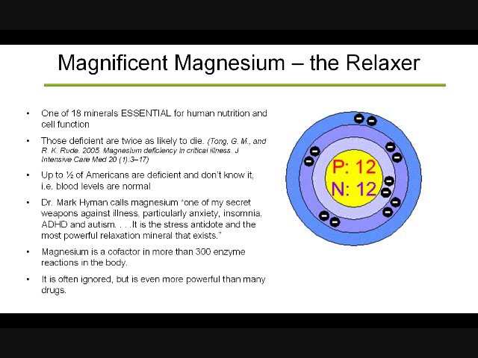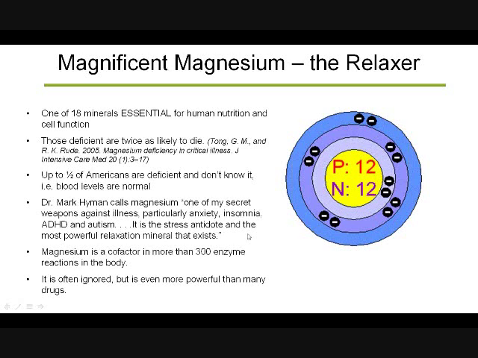Measure your levels. You have to measure them inside the red blood cell, not inside the serum. So you have to ask your doctor for a specific test called the RBC magnesium. If you're low, you want to supplement. Even if you're normal in the cell, you still might benefit by supplementing because, remember, there are 300 enzymatic reactions that depend on magnesium. So Dr. Hyman calls magnesium one of his secret weapons against illness, particularly anxiety, insomnia, ADHD, and autism.